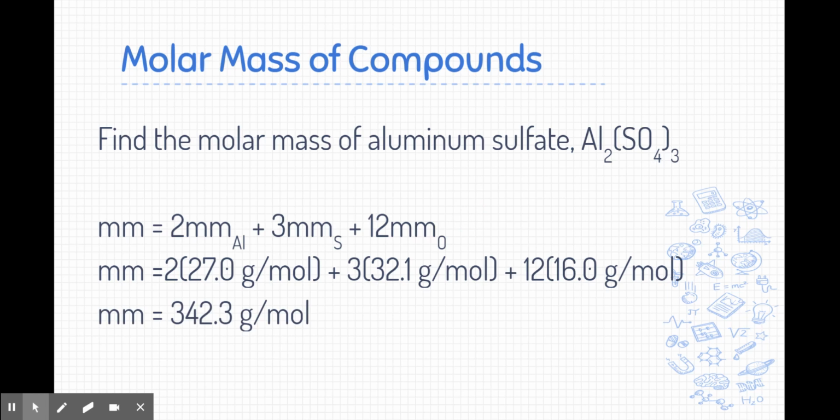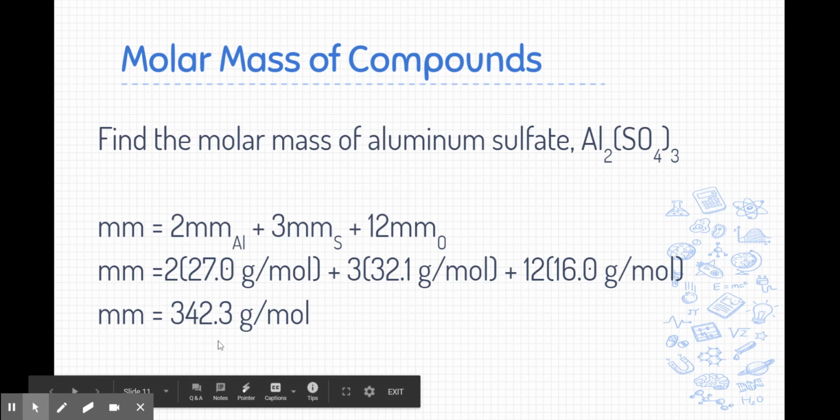A few notes here. On the second line, note that the molar masses I pulled off the periodic table are rounded to 1 decimal place. When you take them off the periodic table, round them to 1 decimal place at that point. My final molar mass of a compound is also expressed to 1 decimal place, and the units are always grams per mole.